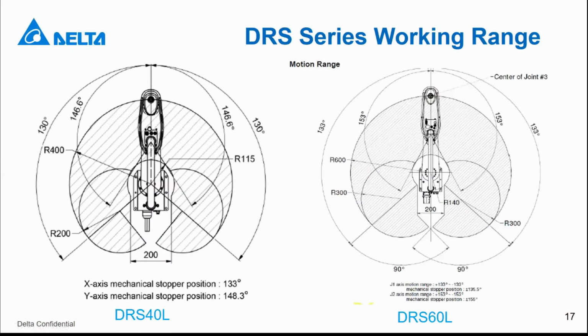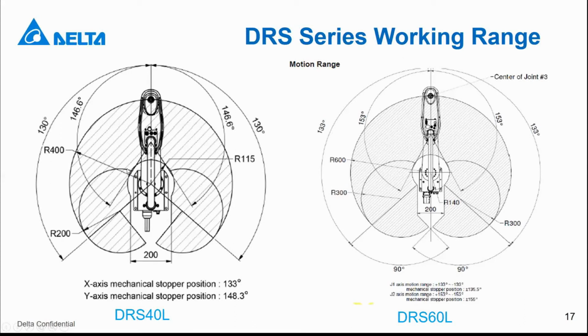And here are the DRS series working range pictures. When you are designing the machine or production line, it is important to refer to these pictures, because this picture shows what the robot working range looks like. For example, for this DRS 40L series, the length of the robot is 400 millimeters. You can see the radius here. This arrow indicates that the radius is 400 millimeters. You can see this big circle, the border is all 400 millimeters from the center of the robot to the border.